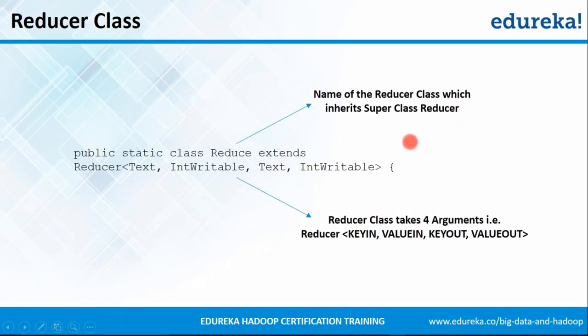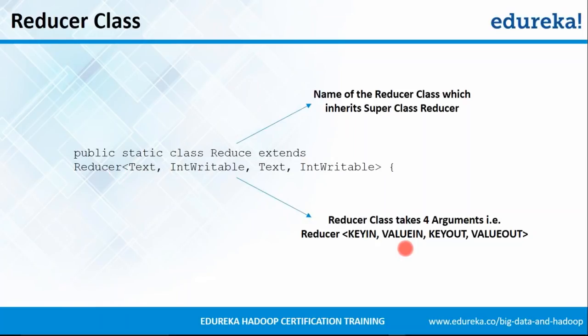Now we come on to the second important class that needs to be implemented in a MapReduce program, that is nothing but the reducer class. Now I'm defining a reducer class of the name reduce, which needs to extend the superclass that is reducer just like the mapper class, right? That we saw in our previous slide.